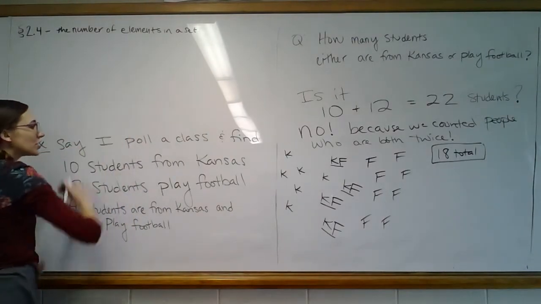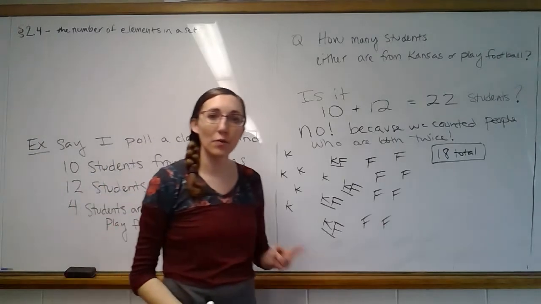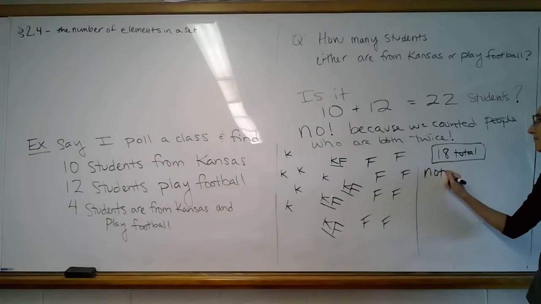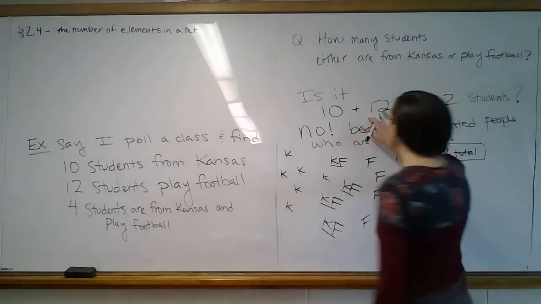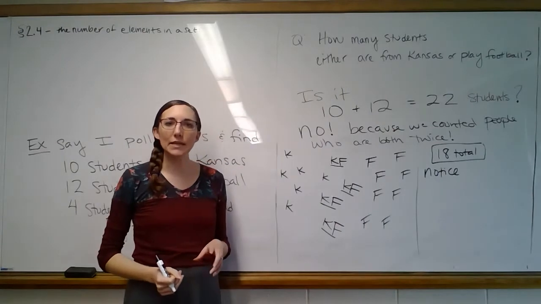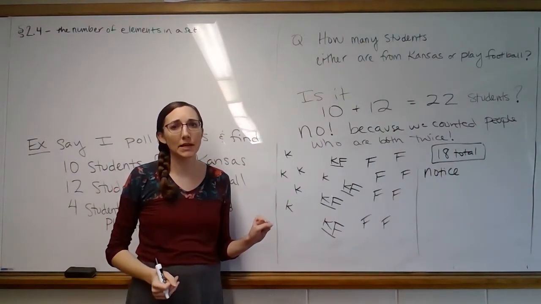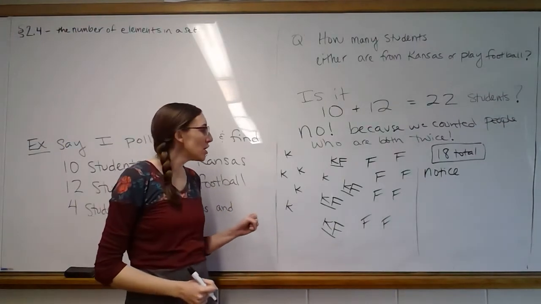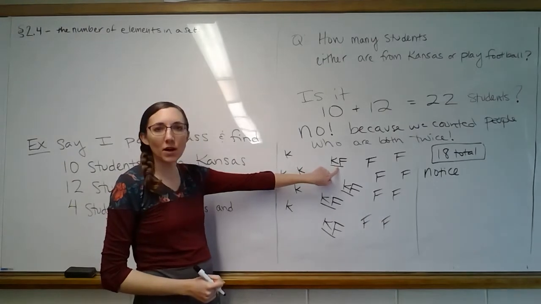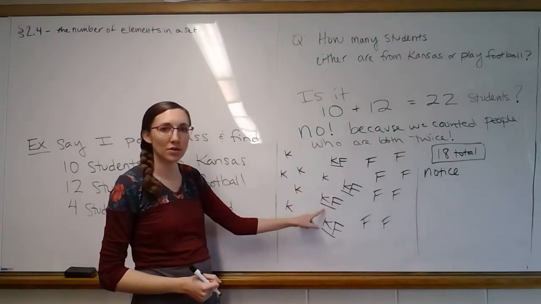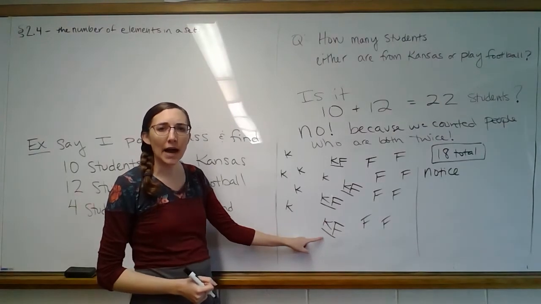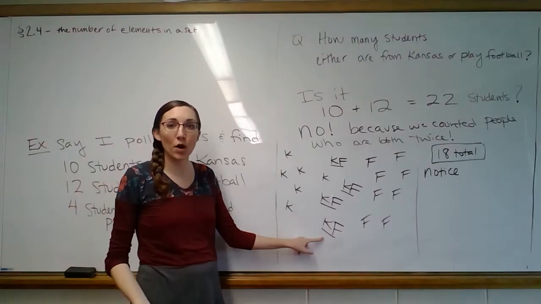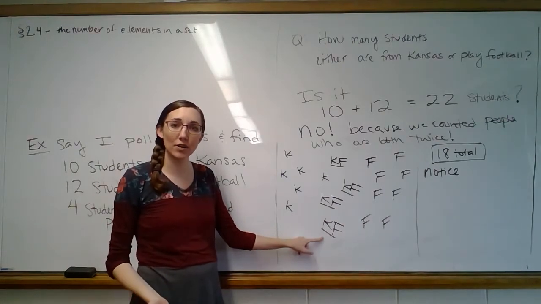Well, we could do it in 2 different ways. One way to do it is to think about starting off with our original idea, right? Our original idea was add the 2 groups together, but we noticed we overcounted, right? Certain people were counted twice. This person was, this person was, this person was, and this person was. How many people were counted twice? Well, everyone who was in both categories.